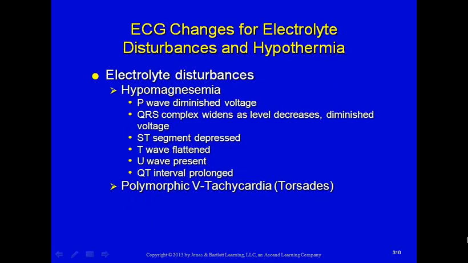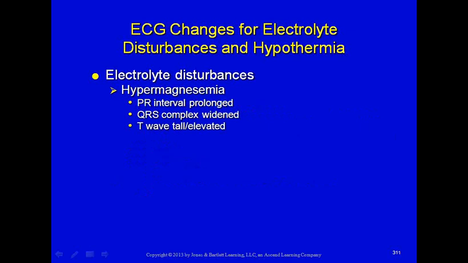With hypomagnesemia, the P wave becomes diminished, the QRS complex widens, the ST segment is depressed, the T wave is flattened, a U wave is present, the QT interval is prolonged. But most importantly, prior to this, which looks a lot like hypokalemia, with hypomagnesemia, you develop polymorphic V-tach or torsades. With hypermagnesemia, you get a PR interval that's prolonged, a QRS complex that's wide, and a very tall, elevated T wave. So hypermagnesemia can look something like hyperkalemia as well.